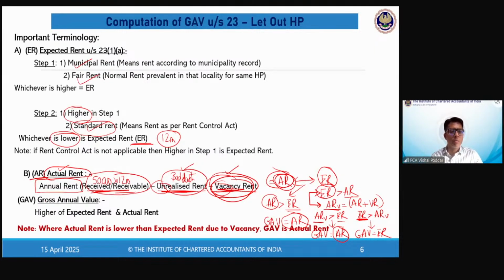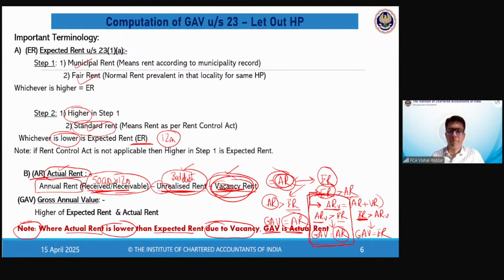Now somebody was asking me, sir, what is the meaning of this note in the last lecture? So I said, let us first understand the practical working which we have done, which is in the next slide, which we have already solved. What this note says is that where actual rent is lower than your expected rent, but only because of vacancy, then GAV is actual rent only. This is what this working shows.